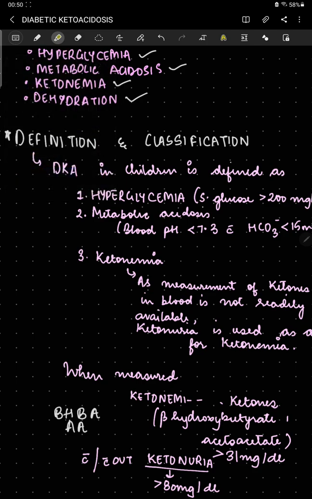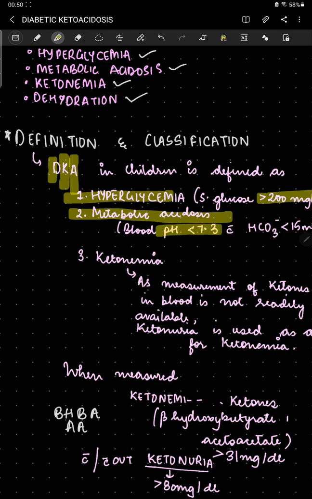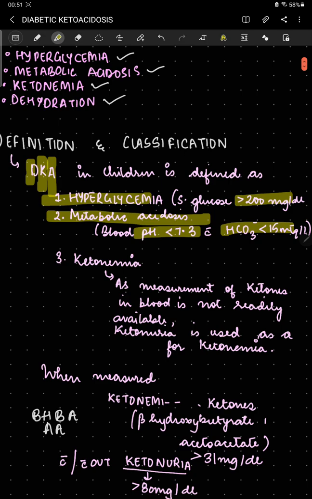Right? So DKA, the name has it all, right? D for diabetes. So the first definition point is hyperglycemia, serum glucose of more than 200. The second is ketoacidosis. So acidosis, that is defined by blood pH less than 7.3 and serum bicarb less than 15 milligrams per liter, right? Then comes ketonemia.